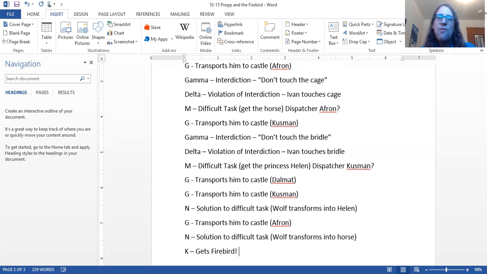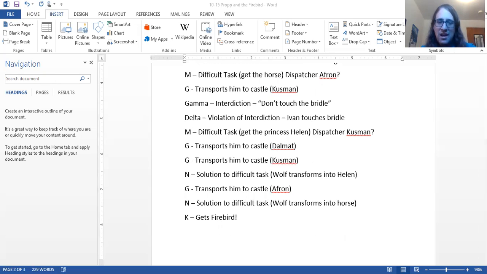But I like to think that when he gets the Firebird, that's him solving the original problem because he finally has the culprit of the cherry theft and he has done what his father wanted. So now he just has to bring the Firebird home. So that's going to be tricky.